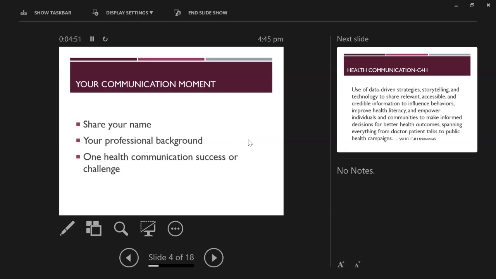So yes, the stigma persists, but more and more people are reaching out and accessing care, and the conversation has really opened up around mental health issues.